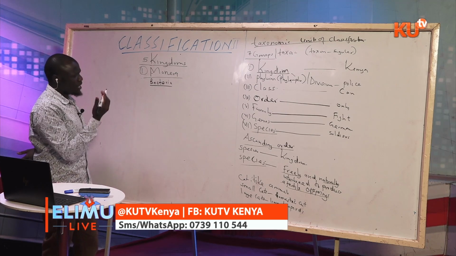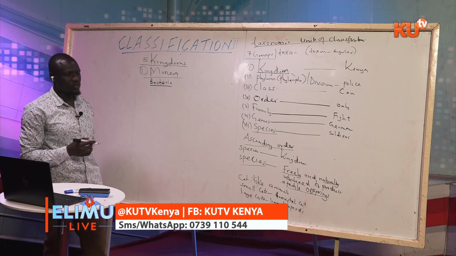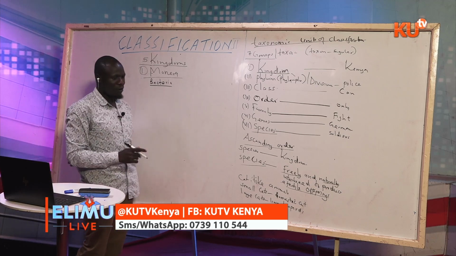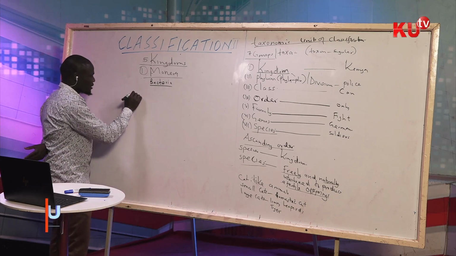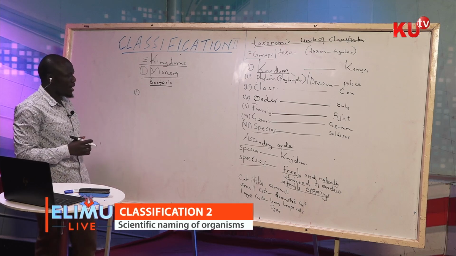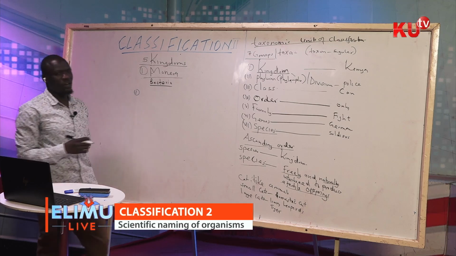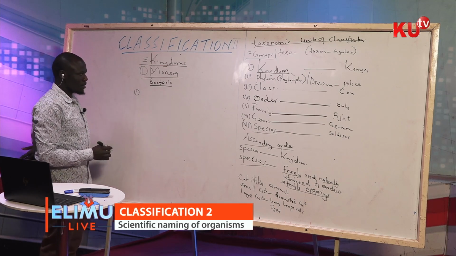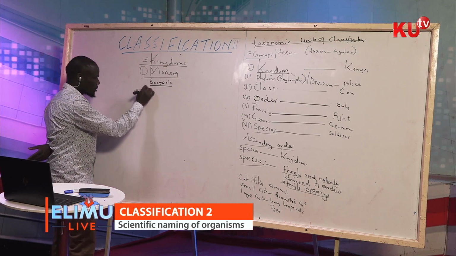But why did we have to place the bacteria in this kingdom called Monera? Because of certain features. We had certain features of this organism that made these people place bacteria in this kingdom called kingdom Monera. One, this bacteria is prokaryotic.